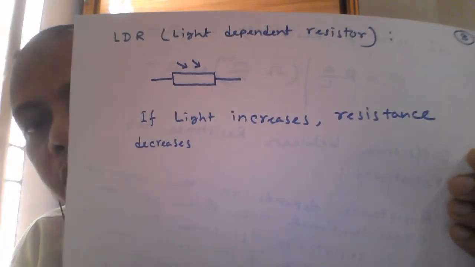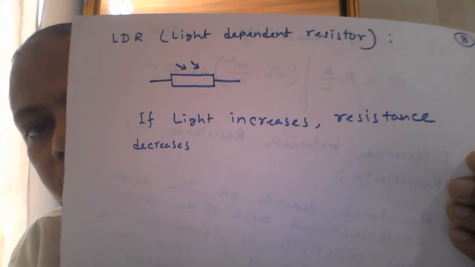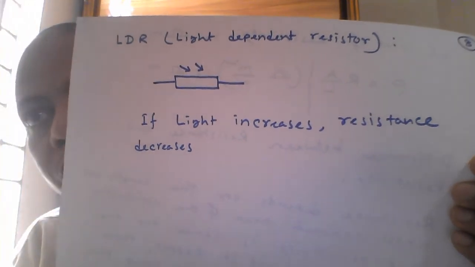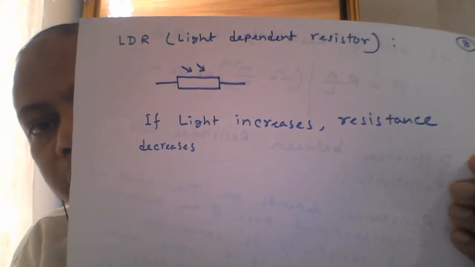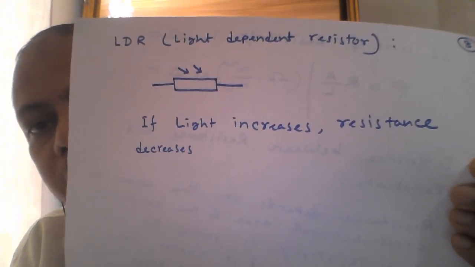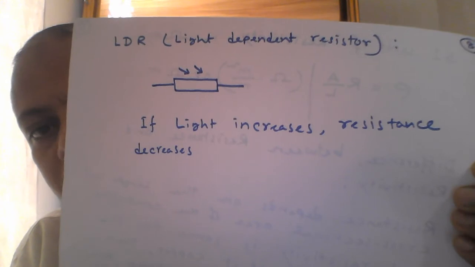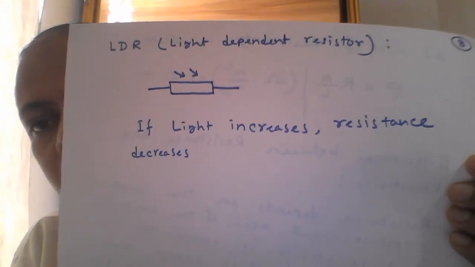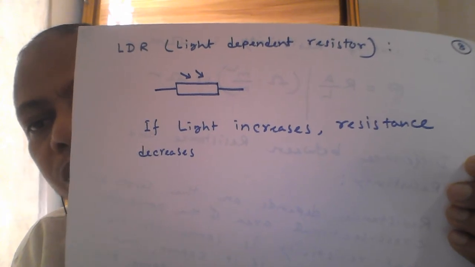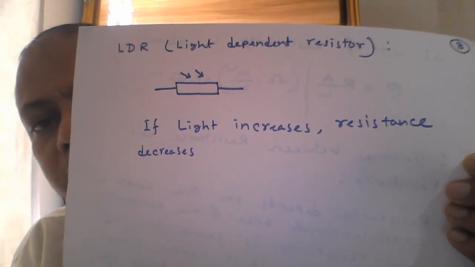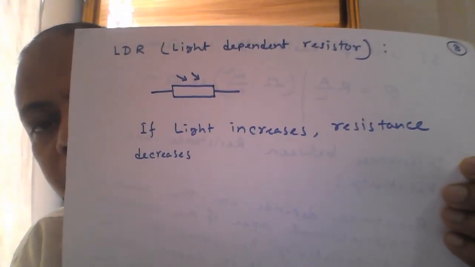So if LDR is connected to a circuit, if there is more light, then what will happen? The total resistance of the circuit will decrease. As a result, we will get more current in the circuit, and this way we can make different types of appliances.